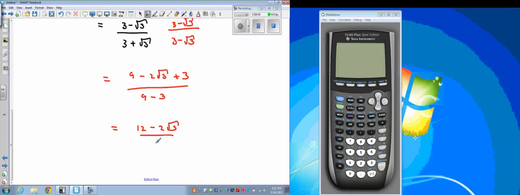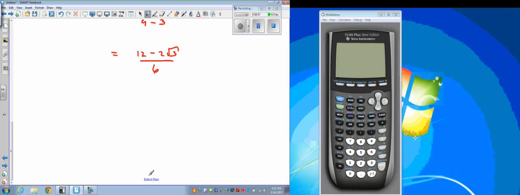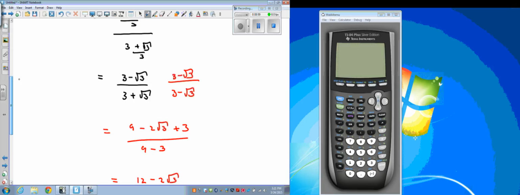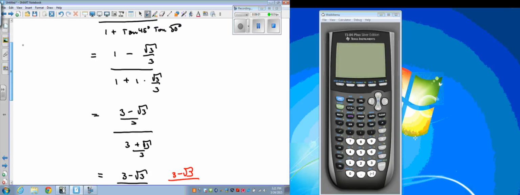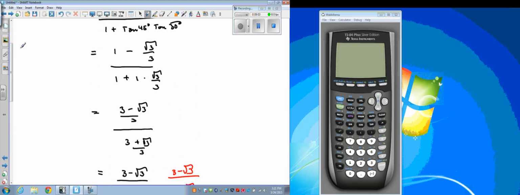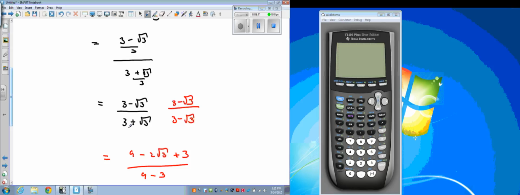12. And that's 6, right? Why did we... Where are you at? Back up right there. That part? Yeah. 3 minus square root of 3, where do we get that? What it is, you have to get this radical out of the denominator.